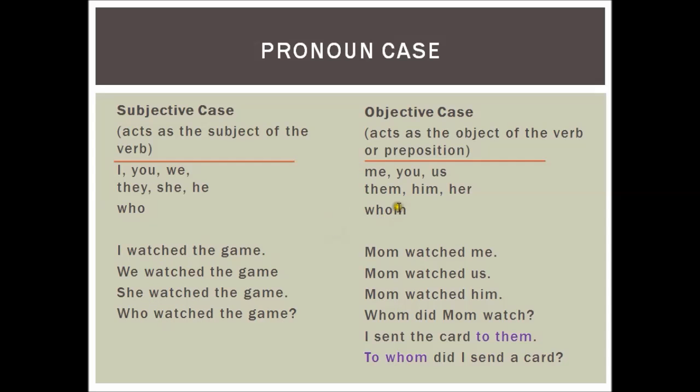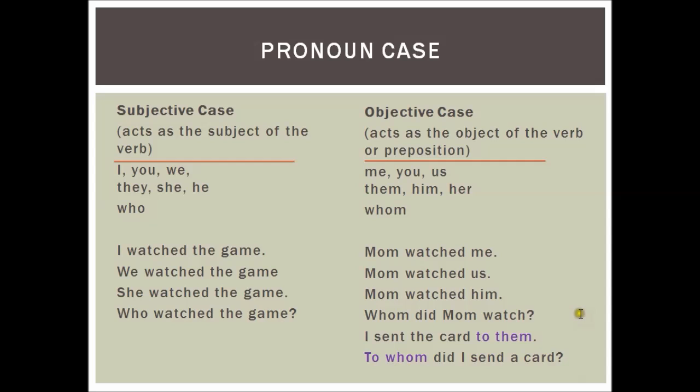These words are used when the action is happening to that person or thing. So who is being watched? Me, us, him, all these are being watched by mom. And whom as well. Or these words we also use as the object of a preposition, like to them, for them, by him, from us, for me, and so on.